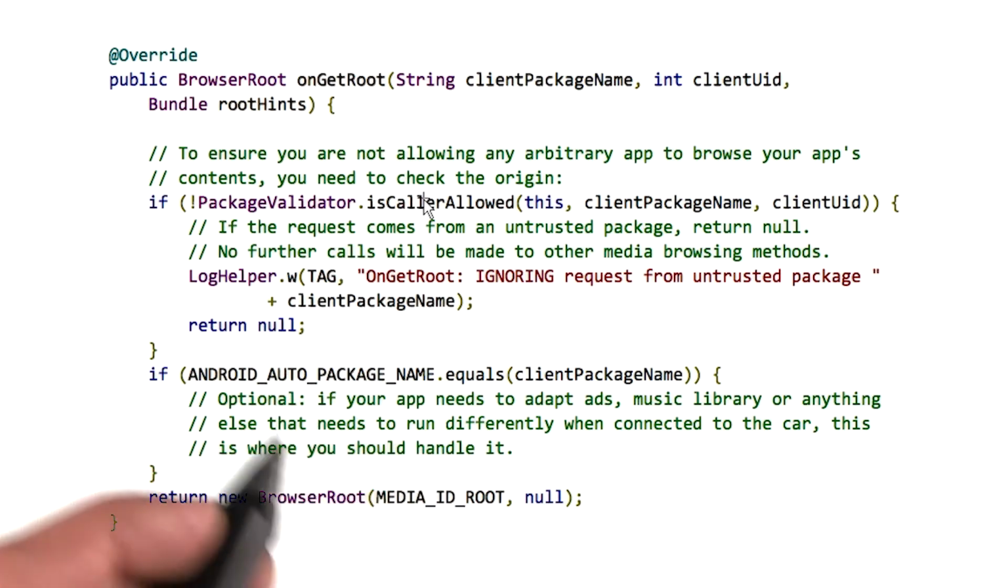Also at the bottom here, you'll see that we're doing a test to see if we're being queried by Android Auto. This is useful if your app needs to adapt itself differently for ads, music libraries, or anything else when it's running in the car.